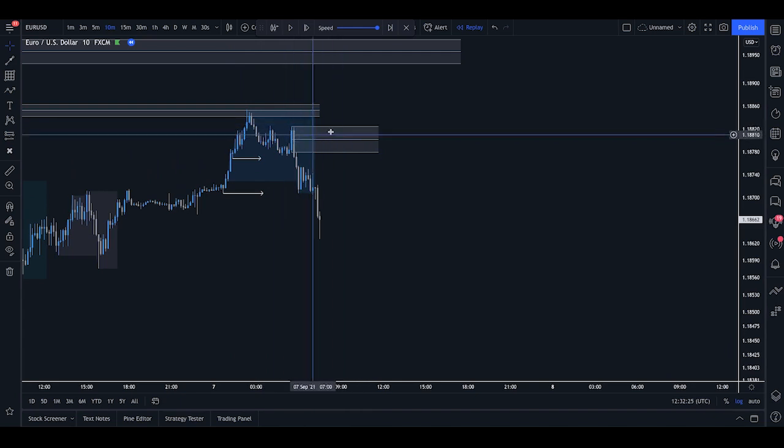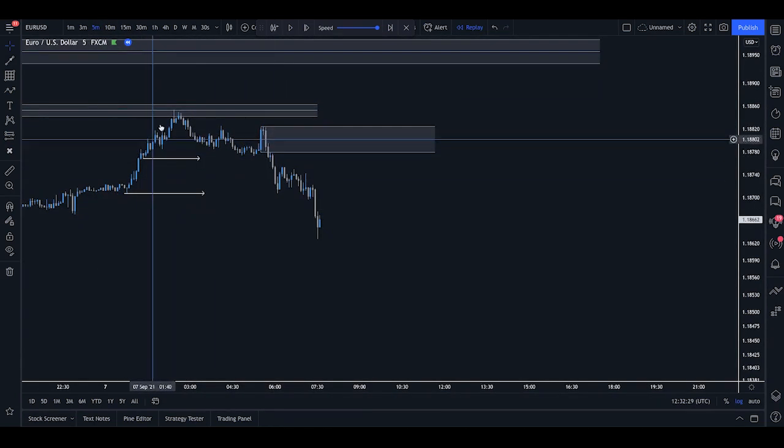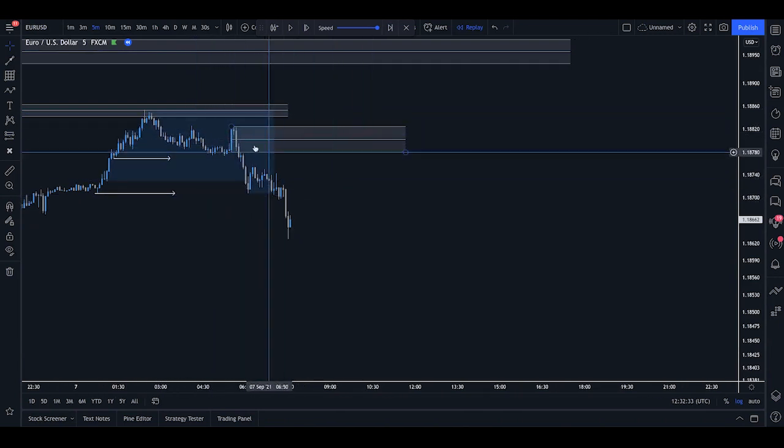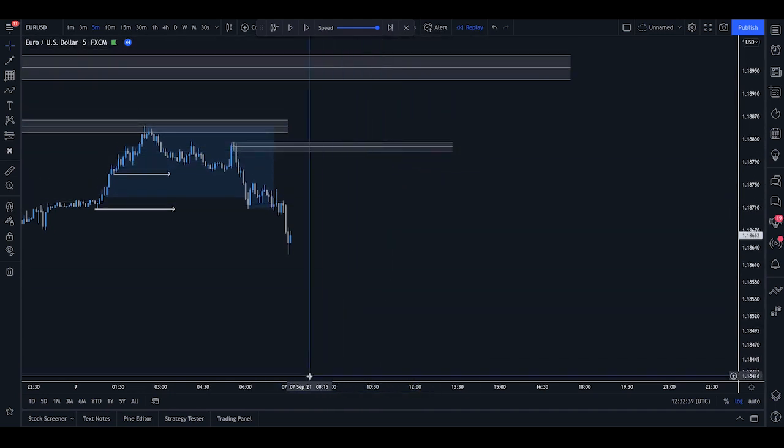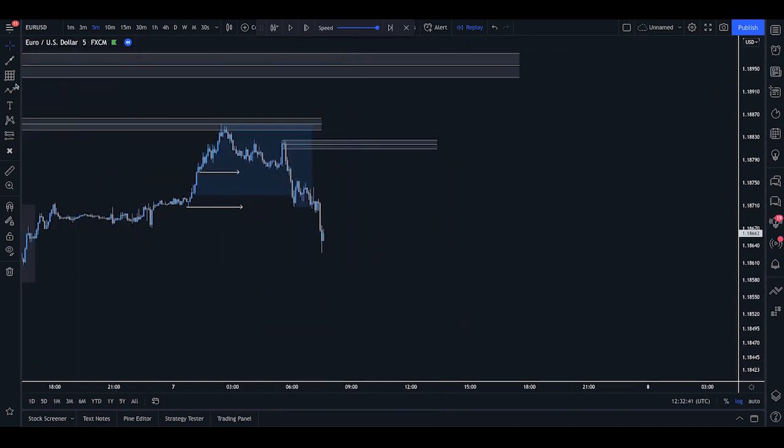Why? Because it's the first area that broke significant structure, with the significant structure being these little stall out points where we consolidated, and then broke. So this imbalanced region is where I'm going to want to target for my entry. We could even look here for a refined entry there. And what we could then do, because we have the structure confirmation, is go ahead and place an order.